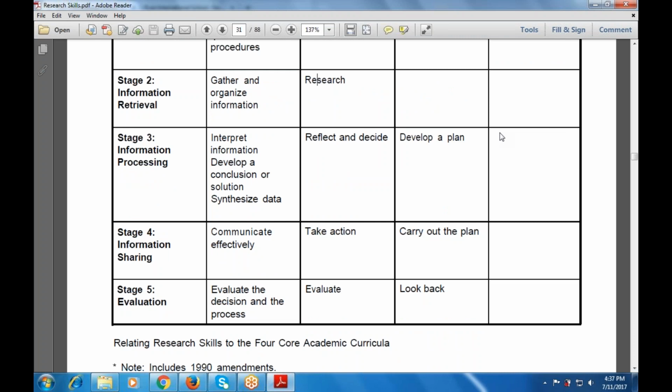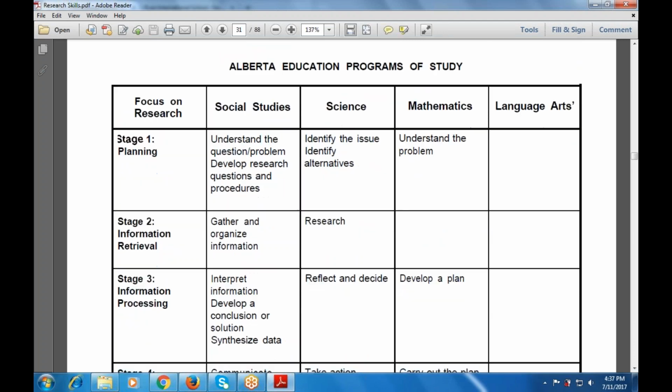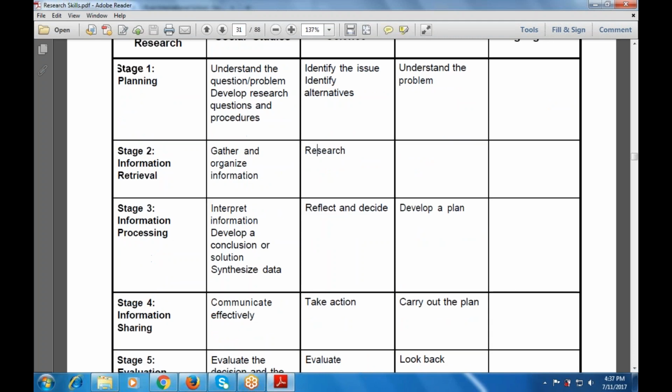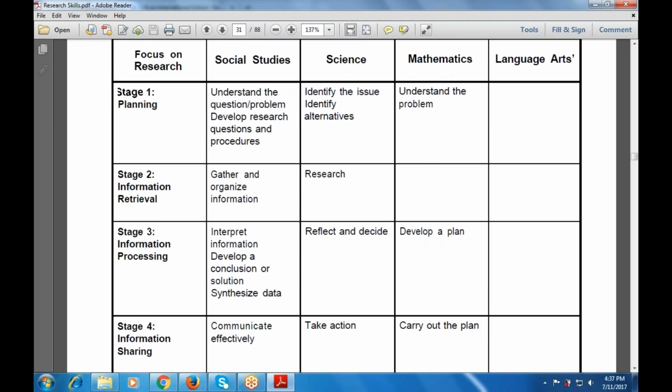The next stage is the evaluation. How we can evaluate the decision and the process. Which decision is better, which criteria is more suitable for the decision and the process. The next is evaluate and look back. Look back in mathematics. That is also evaluation. That means look back whether you are dealing with the correct material, whether you are dealing with incorrect material, whether there is a mistake of addition or subtraction.